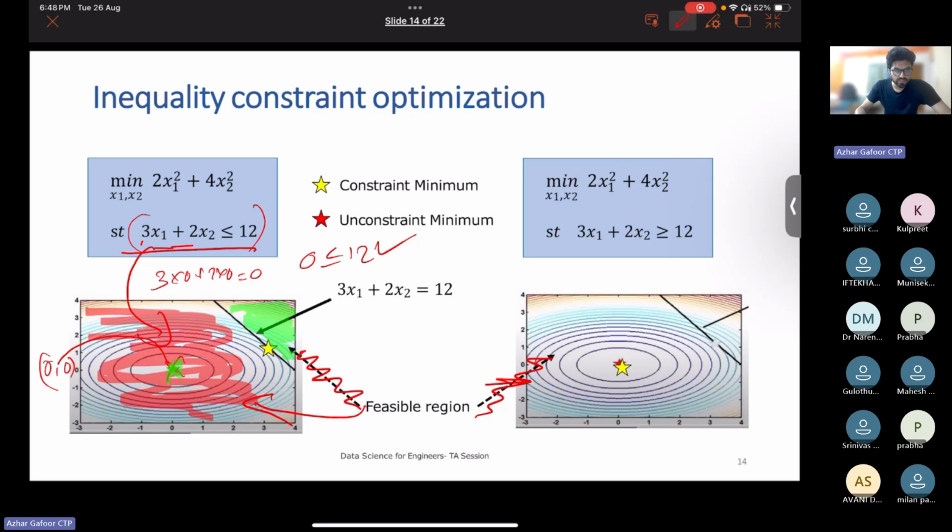Similarly, if we put 0, 0 here, we get 0 is greater than or equal to 12, which means the 0, 0 point does not belong to the feasible region. So in this case, the feasible region will be this yellow region. Now any point in this feasible region can be a solution to our problem.